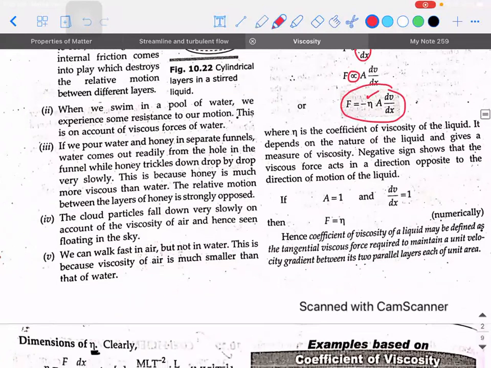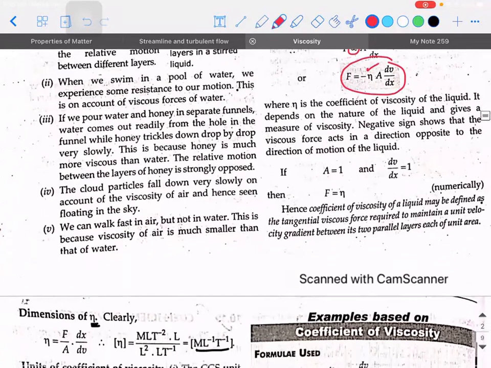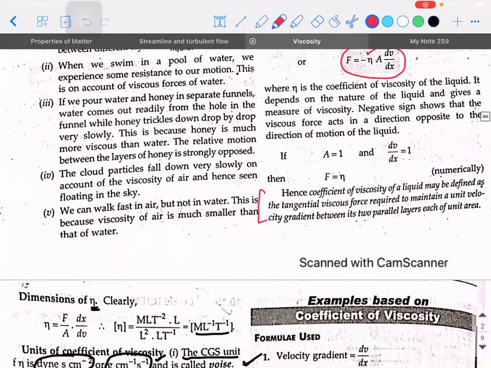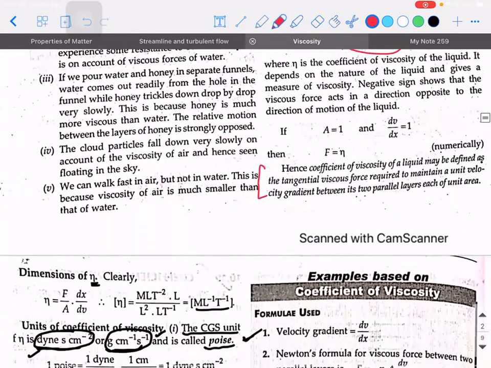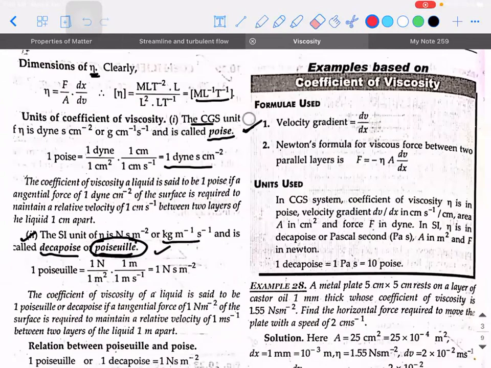F is equal to minus eta into A into dV by dx. The minus sign is only an indication of a resistive force. When you're trying to write in terms of magnitude, you write it as eta A into dV by dx. That is, the minus sign is ignored. Okay. So all these definitions are only for CBSE, which I am not discussing.